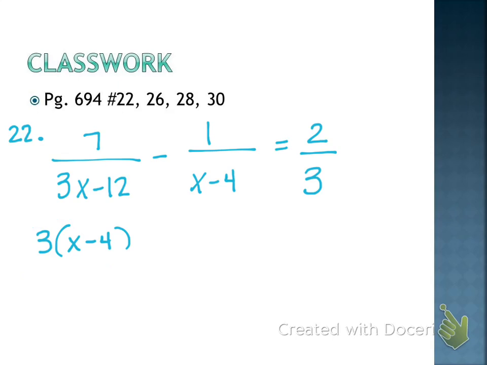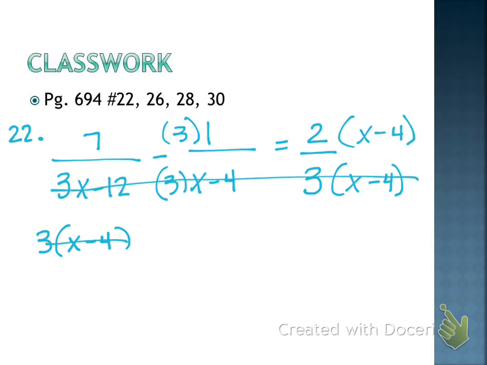What do I need to do to the second denominator? Multiply by 3. Whatever I do to the bottom, I've got to do to the top. And what do I need to do to the third denominator? Multiply by x minus 4. Whatever I do to the bottom, I've got to do to the top. Now that I have my common denominators, I can just simply cross through them, and we solve.